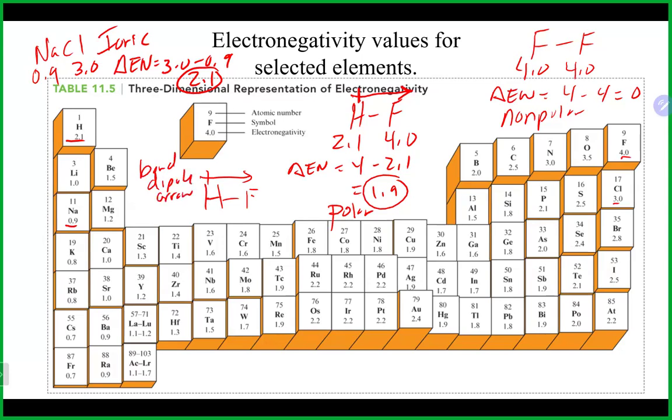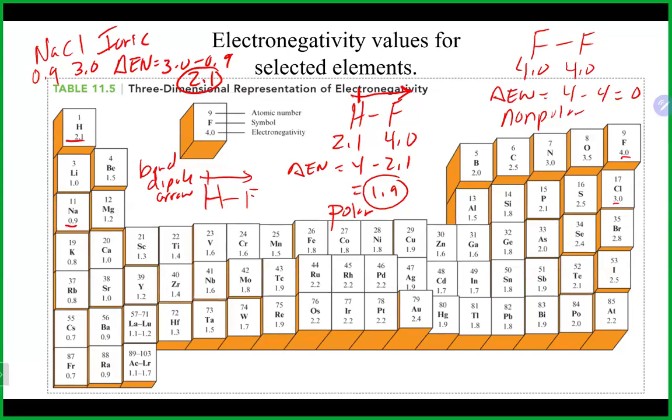And it represents within that bond that the fluorine is more electronegative than the hydrogen, so the fluorine is more negative than the hydrogen, which is more positive. Question on that? Clearly the values would be given to you. Yeah, so these values would be given to you. You don't have to memorize them or anything like that.